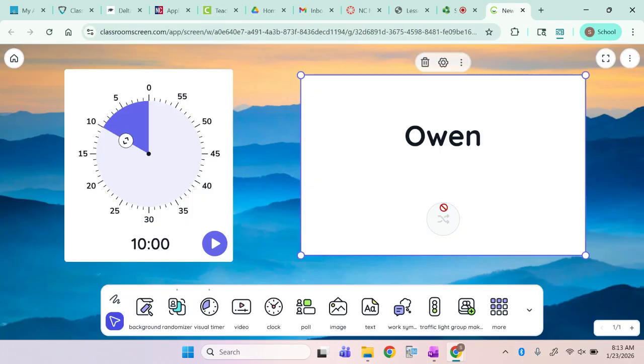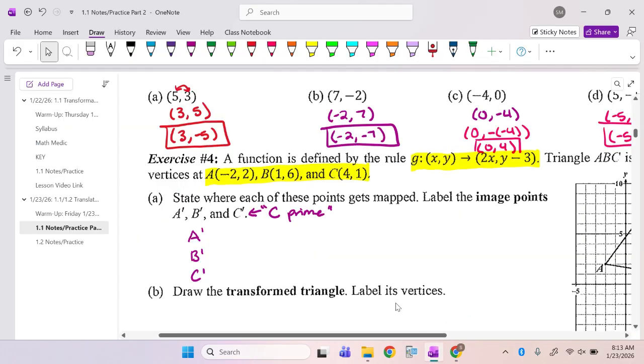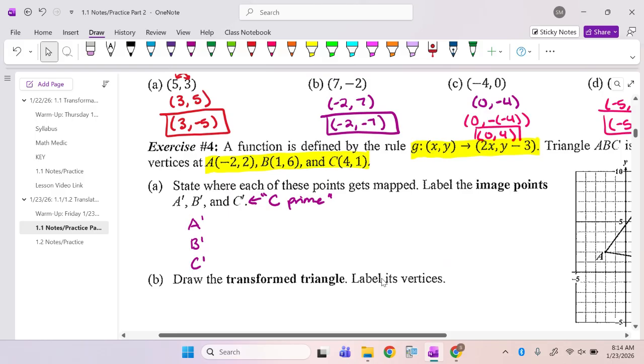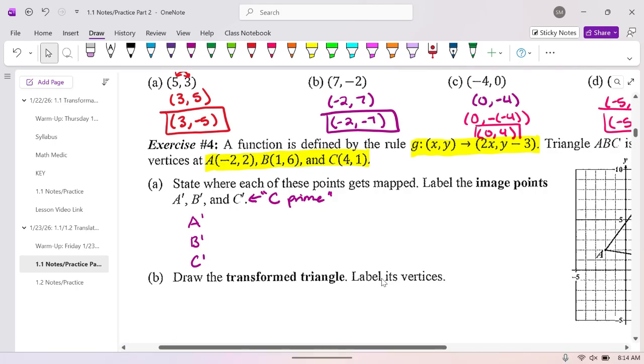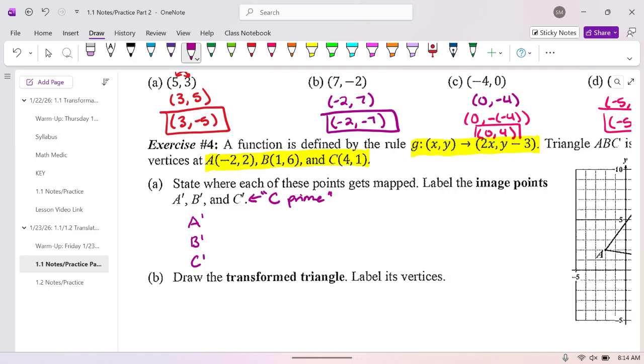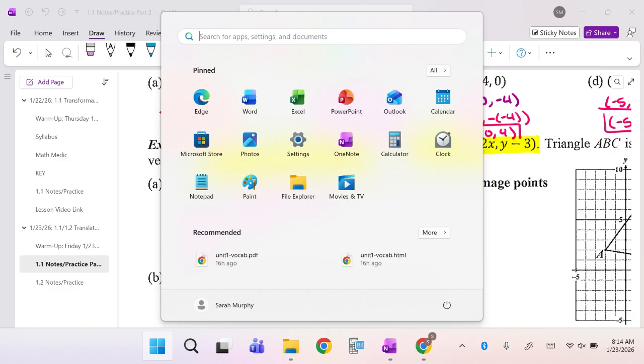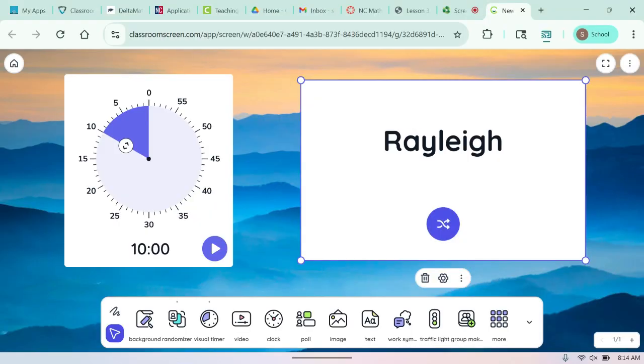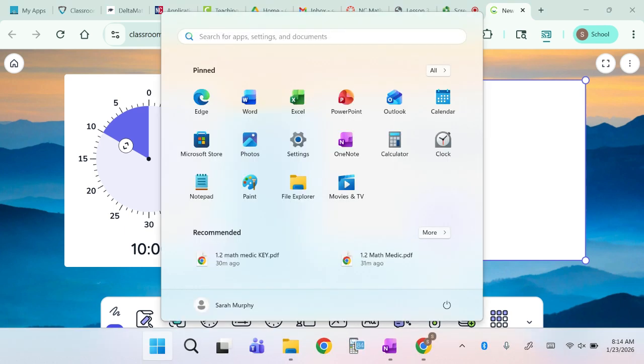All right, so let's go with Owen. What'd you get for A prime? Good. So -2 times 2 is -4. 2 minus 3 is -1. All right, let's go with Dylan. What'd you get for B prime?